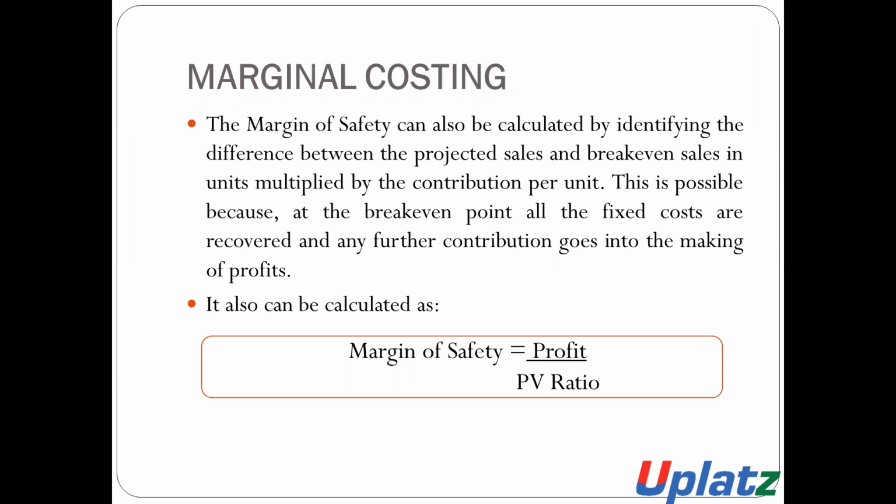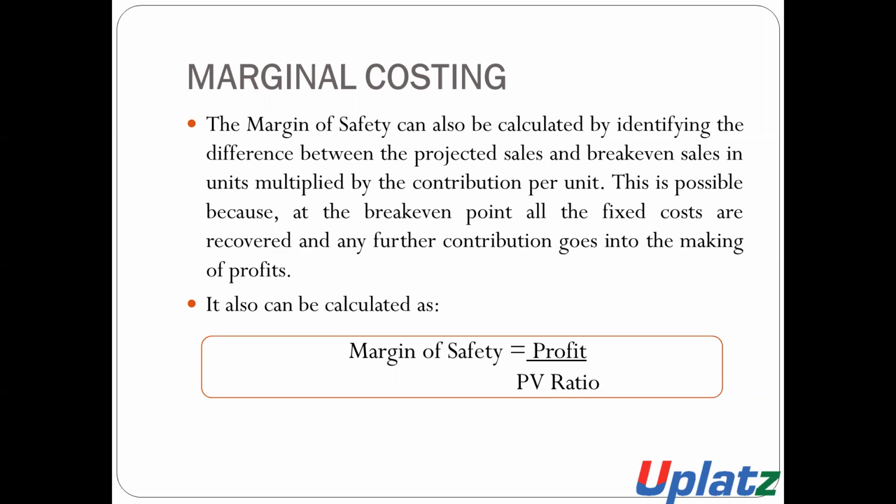It is the difference between the projected sale and break-even sale, multiplied by contribution per unit. This is possible because at the break-even point, all the fixed costs are recovered and further contribution goes into making the profit.